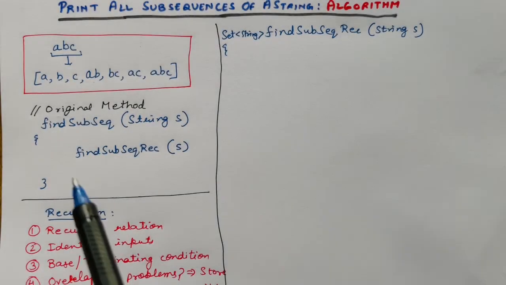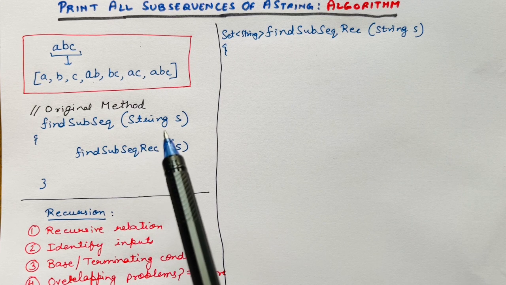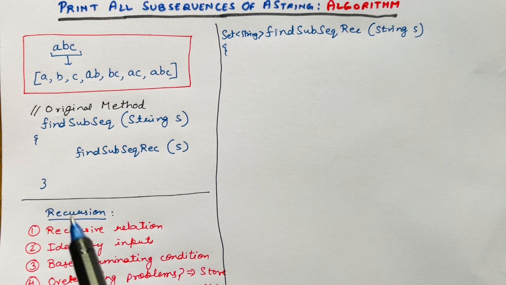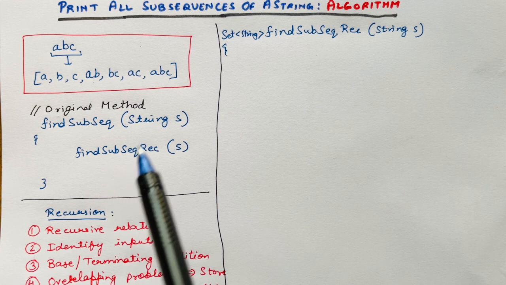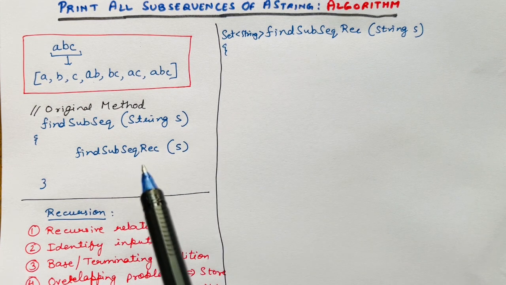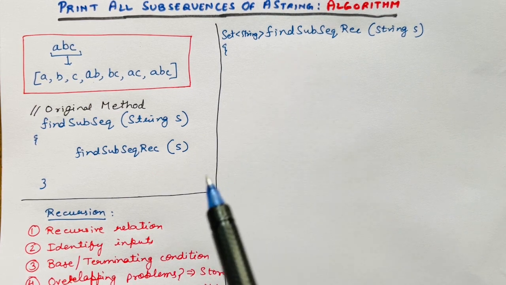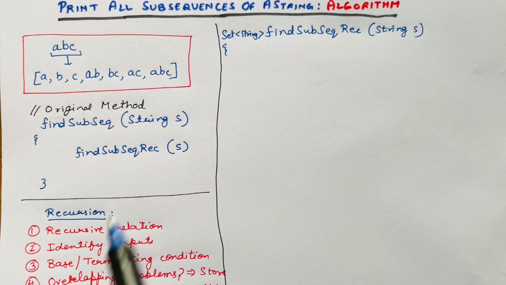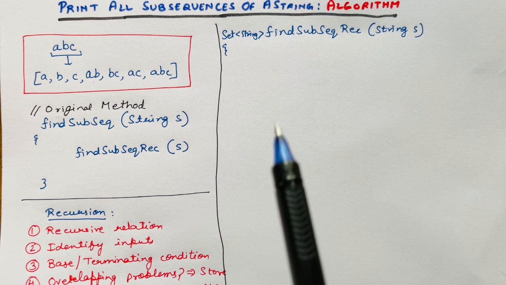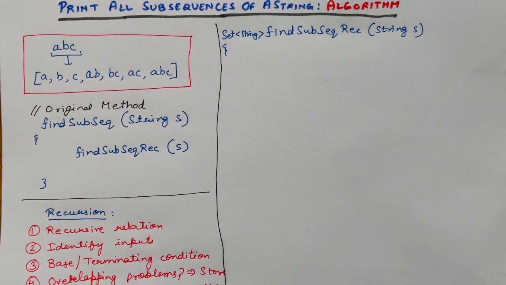So this is our original method that we were given in the question. We are given a string s and we will have to return a set of string. So we create a new method, find subsequence recursive. This is a utility method. This will be the method that will be called in each call of recursion. It is a very common practice and useful to create a new, separate method that will be called recursively rather than using the same method that we were given in the question.